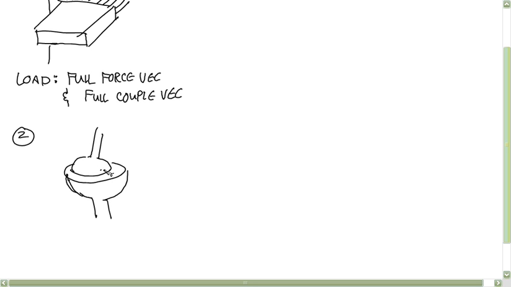But say your coordinate system is like this, right? Think of it pushing in, and then it's pretty clear that it's going to prevent a translation this way, a translation this way, and it's going to prevent a translation at least in, hopefully out too. Okay, but it allows any rotation, right? Rotation about any of these 3 axes works fine with a ball and socket joint, right? So the load here is just a full force vector.